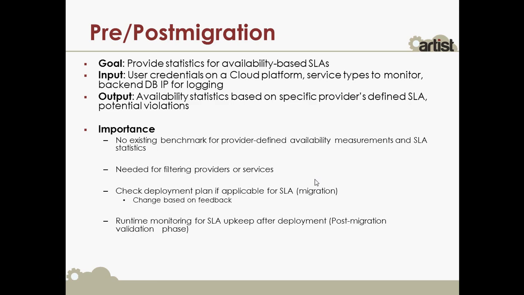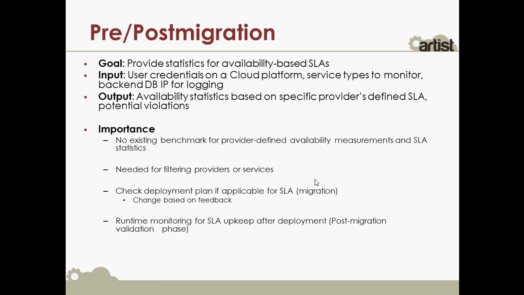It takes as input which service types to monitor, for example AWS EC2, and an IP of the backend database for logging. The backend database is of a MongoDB type, which is schemaless, so there is no need for defining a schema or a specific structure. The output that is produced is availability statistics based on the specific provider's defined SLA and the identification of potential violations. Why is this important?